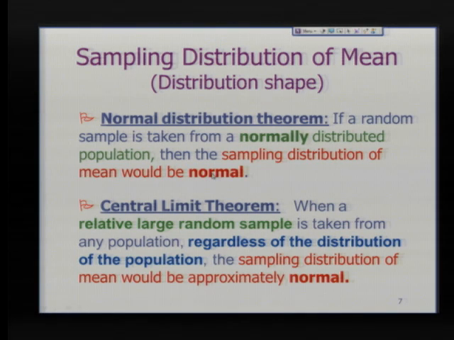Now, sometimes you may have a population or a distribution that is not bell-shaped, not normal. Here, the second theorem helps you reach the shape of the sampling distribution. That is, if you have a relatively large random sample taken from any distribution, it doesn't matter, the sampling distribution of the mean will be approximately normal too. So if the population doesn't have a bell-shaped distribution, it doesn't matter. You raise your sample size to a certain level, and the probability distribution of the sample mean will also be normal.